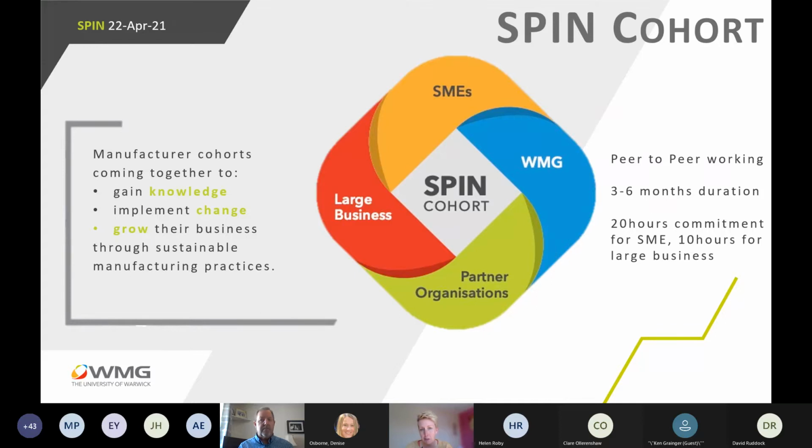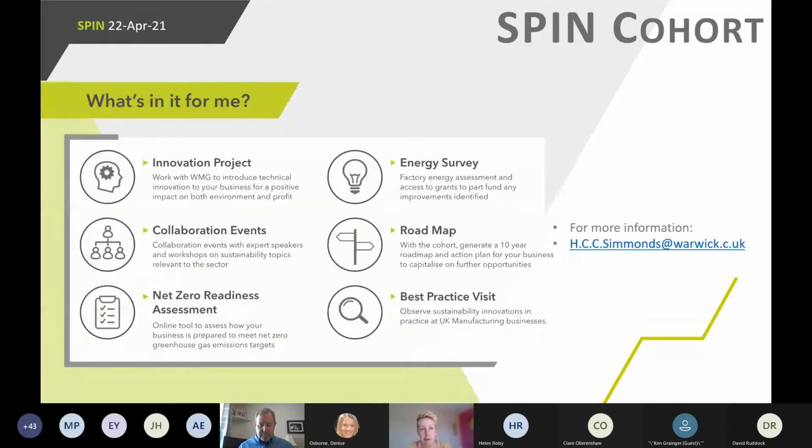They're over 3 to 6 months duration, and for an SME this is a 20-hour commitment. The large business is less because they don't participate in all the events. So in a cohort, what does a manufacturing SME get out of it? The meat of it is an innovation project. This is a typical WMG engagement where we work with a business for about 5 to 10 days of our time on a project bespoke to your business. So it's just working directly with WMG. It's not a full cohort thing here.